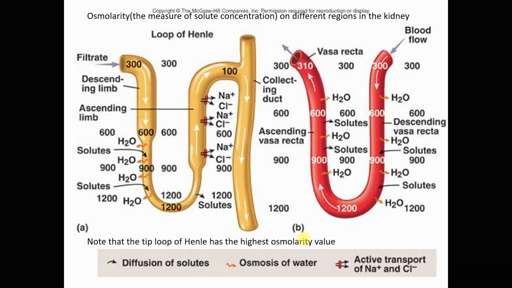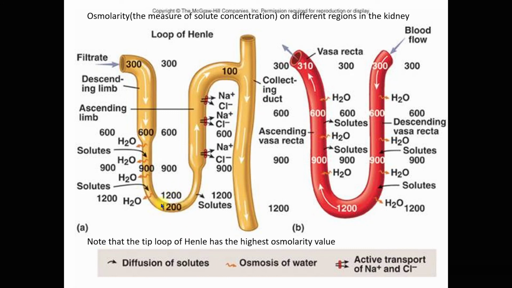So that's about it on the formation of urine. Now, osmolarity is the measure of solute concentration in different regions of the kidney. So if you recall, the bottom of the loop of Henle has the highest solute concentration, or the highest osmolarity.